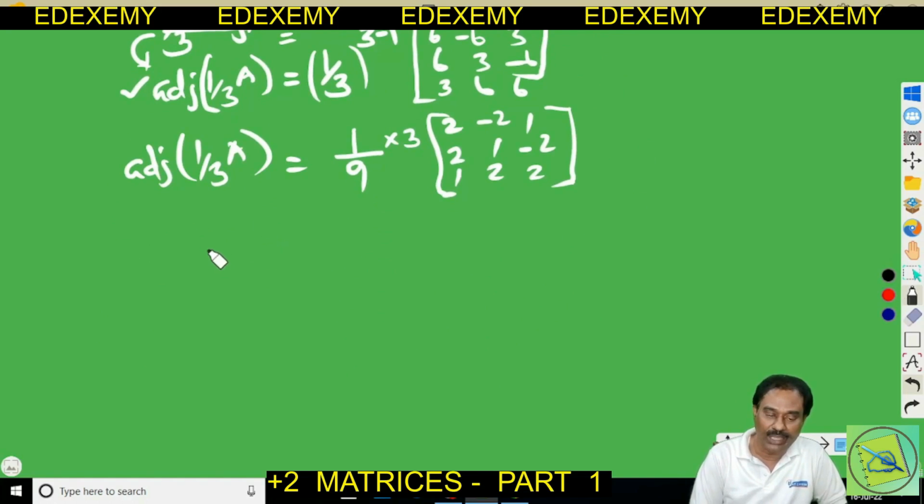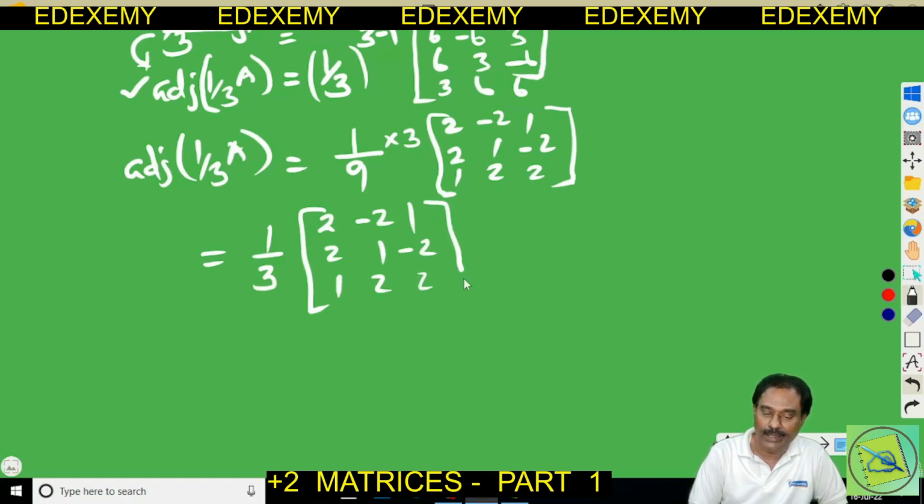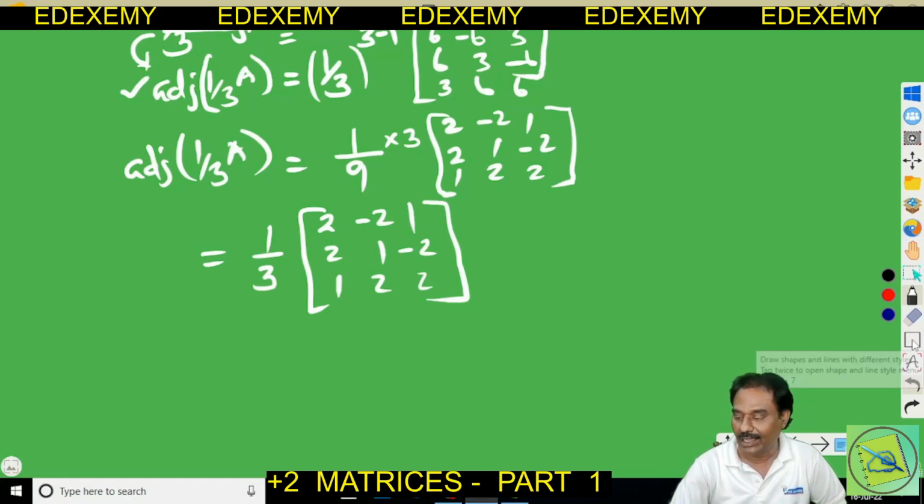So adjoint of 1 by 3A is equal to 1 by 3 times the matrix of 2, minus 2, 1; 2, 1, minus 2; 1, 2, 2. This is our final answer, adjoint of 1 by 3 into A. This is how we have to calculate adjoint of 1 by 3A. This is the answer.